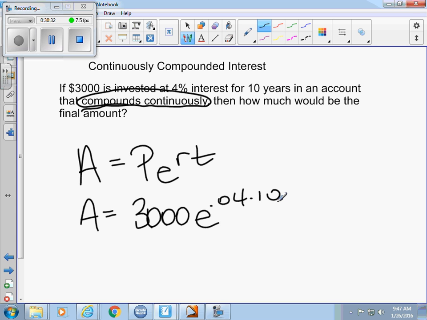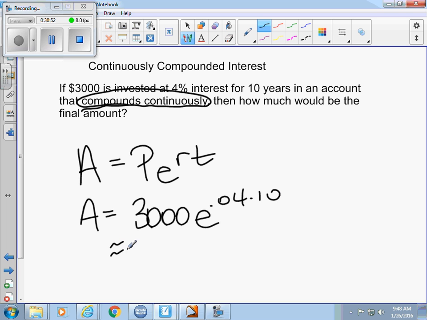If it's money and it says compounds continuously, use PERT. Any other one, you're probably using the other formula. Compound annually, semi-annually, monthly, quarterly, daily, did I miss any? Weekly. All of those are the other formula.